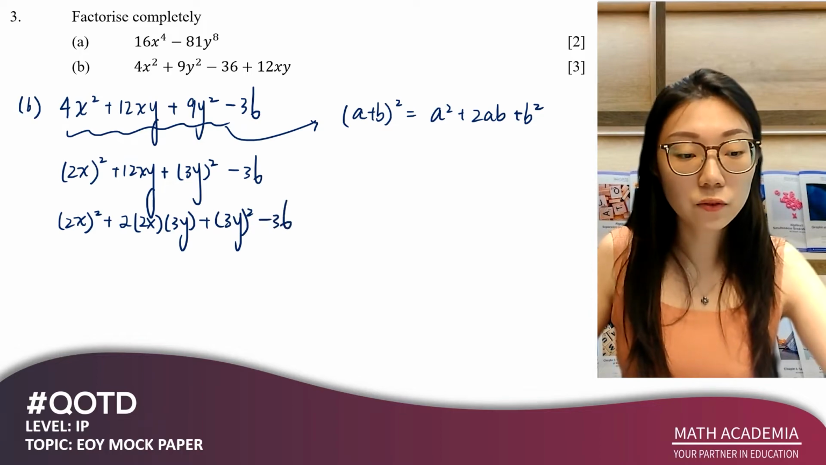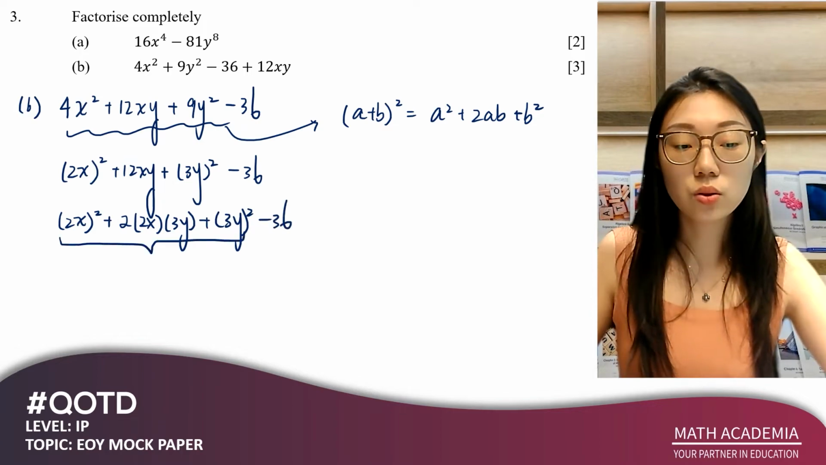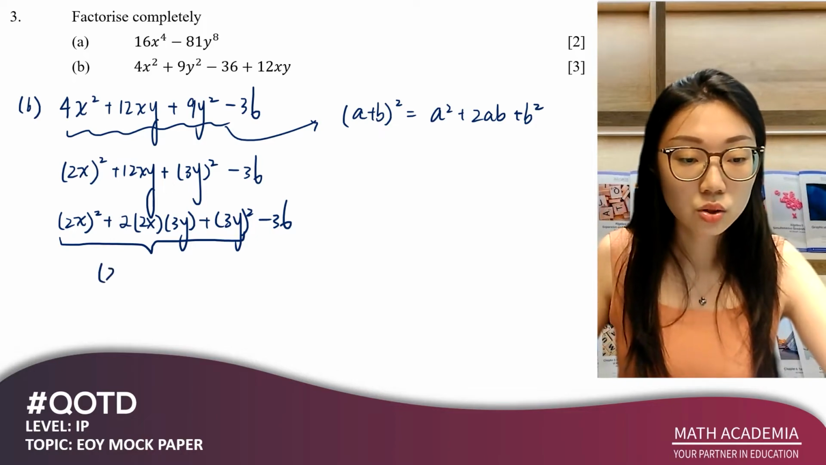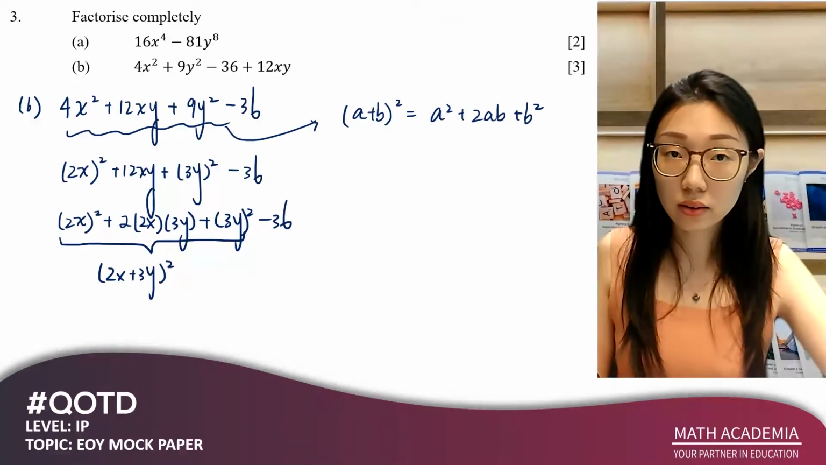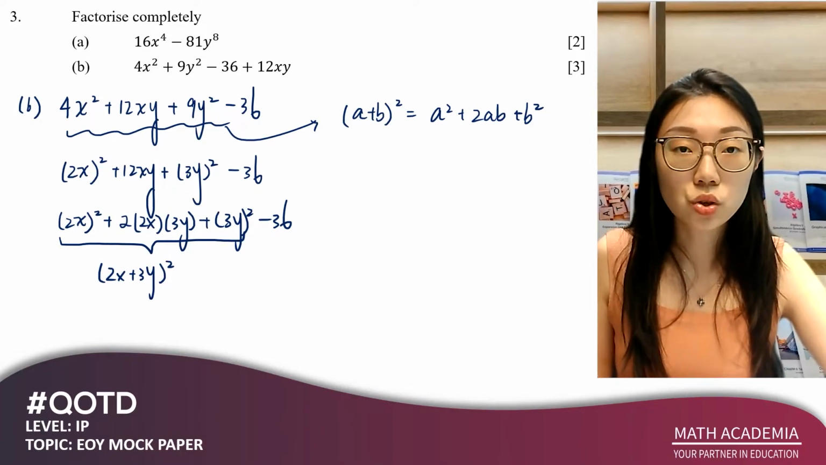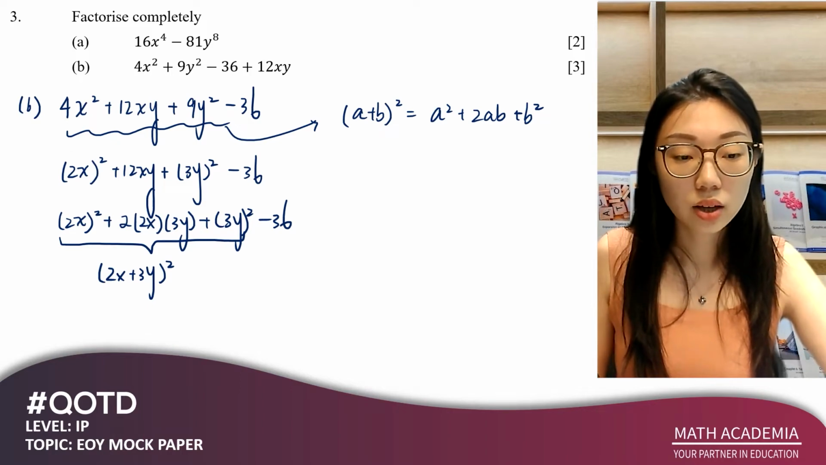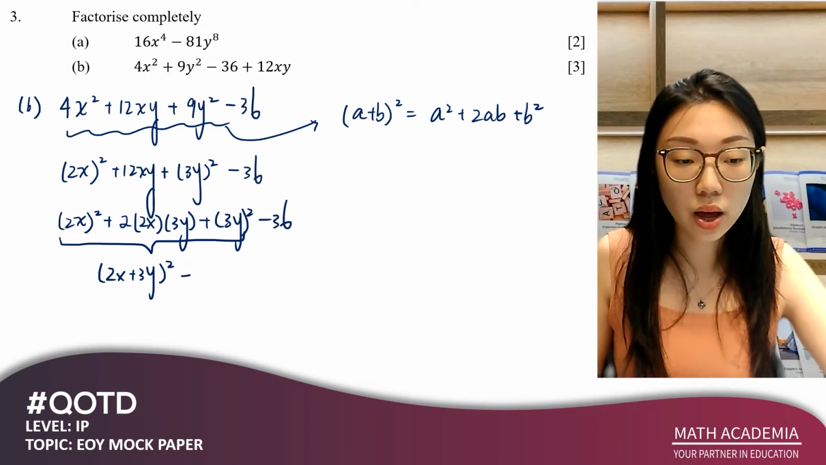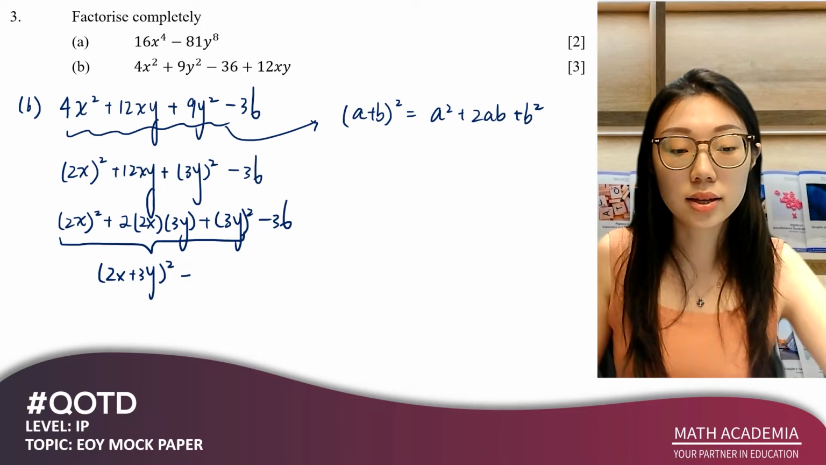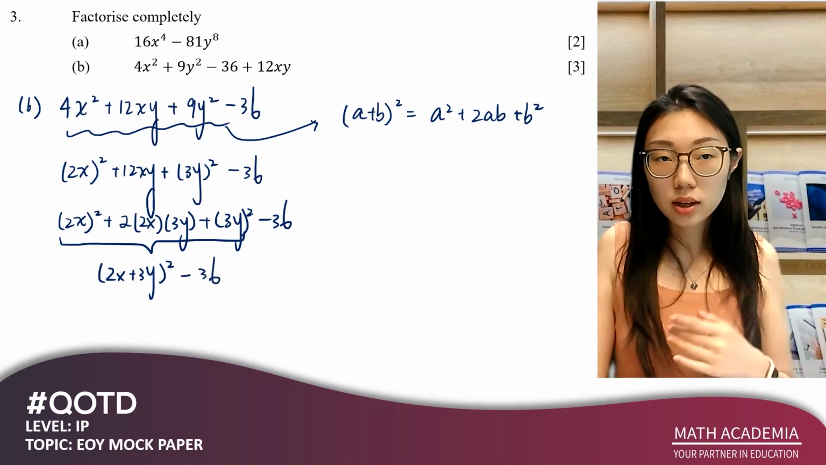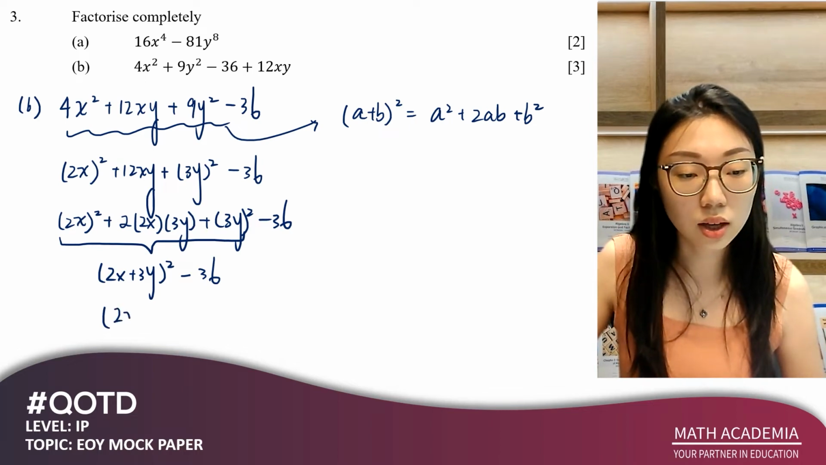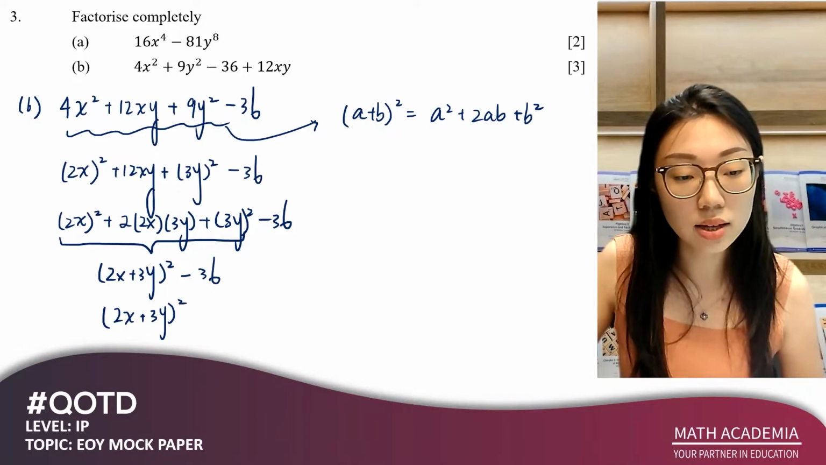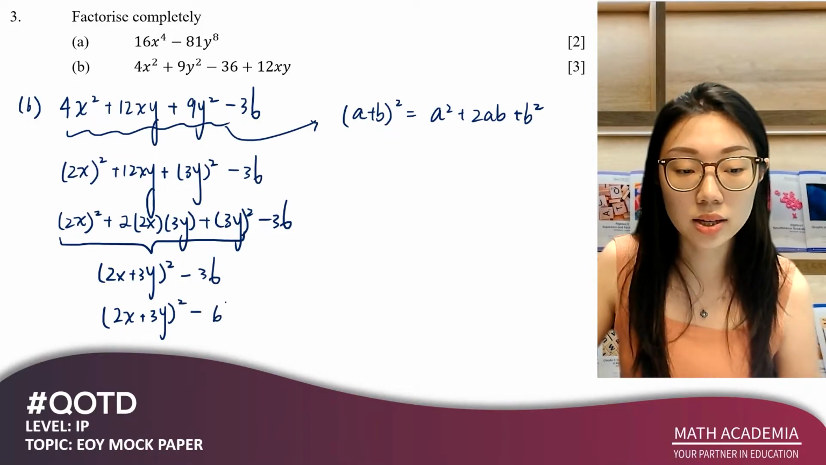So from here, I can factorize this using my algebraic identity as 2x plus 3y squared. Okay, because in this form, I can see very clearly that my a is 2x and my b is 3y. Okay, so this would mean that I can further simplify my expression as 2x plus 3y squared minus 36. Okay, from here, the question expects you to know that 36 is a complete square. So this expression can be written as 2x plus 3y squared minus 6 squared.